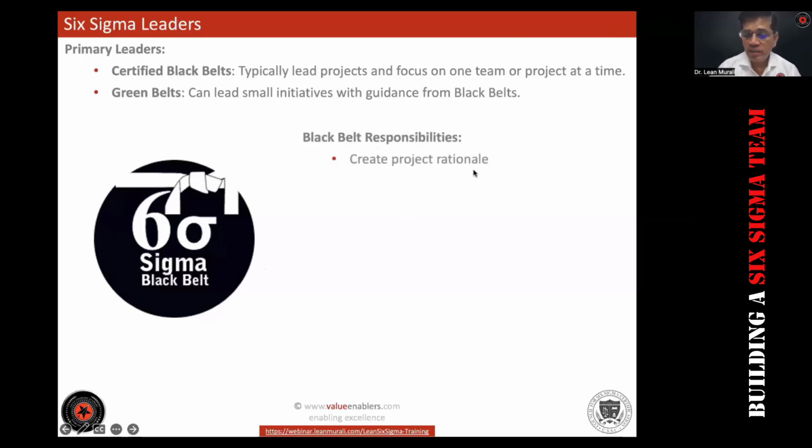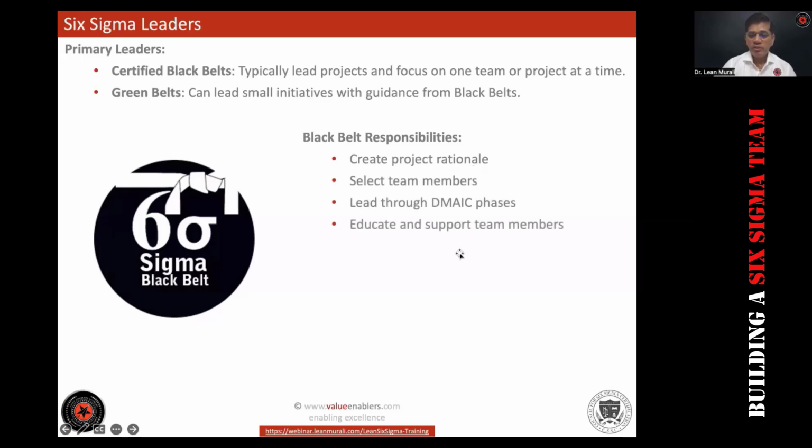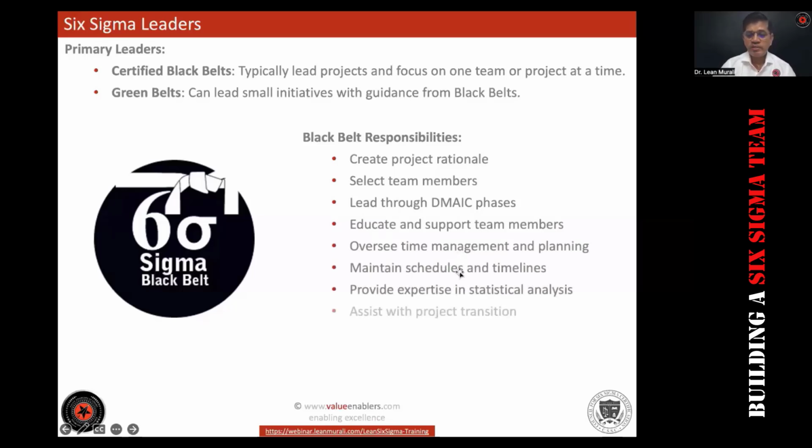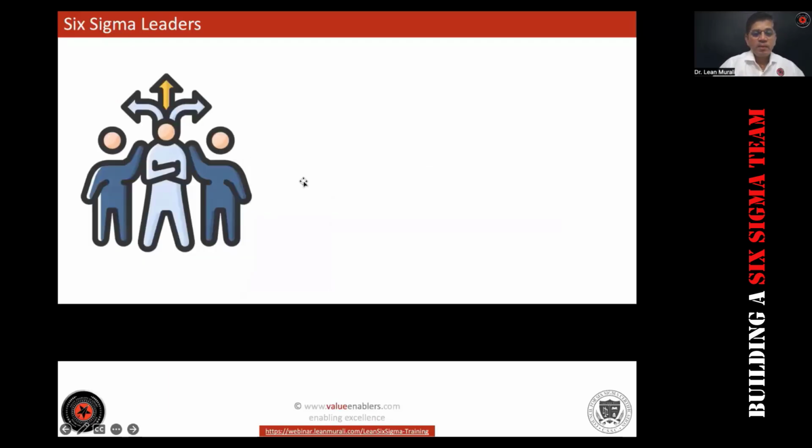And black belt responsibilities: create project rationale, select team members, lead through DMAIC phases, educate and support teams, oversee time management and planning, maintain schedules and timelines, provide expertise in statistical analysis, assist with project transitions, report to sponsor or champion, and document the outcomes. You can take a picture of this. I'm not going to read all this, but if you have understood what is written about black belt responsibilities, type "yes, understood" in the chat box. That's enough for me.